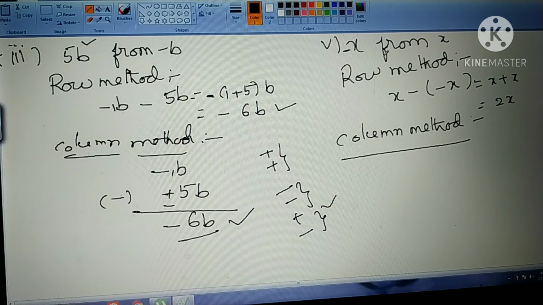From which algebraic expression we have to subtract here? x. So which we have to subtract? Minus x. What is the mathematical operation we have to do? Minus. So change the sign of the last algebraic expression here. So minus will become plus. Now plus plus will become plus. x plus x, 2x. Understood?